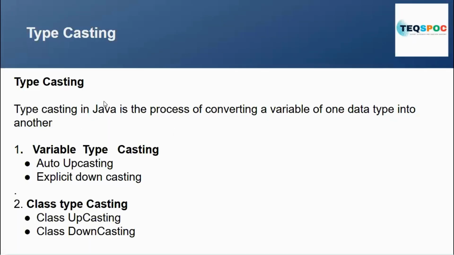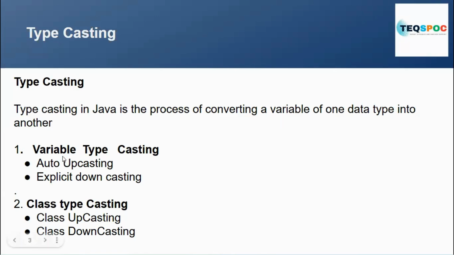Now moving to what is typecasting? Basically, typecasting is the Java process of converting one data type into another data type. Means converting a variable of one data type into another data type is called typecasting. So basically, if you have a variable of int type and you want to convert it to type double, that is basically called typecasting.